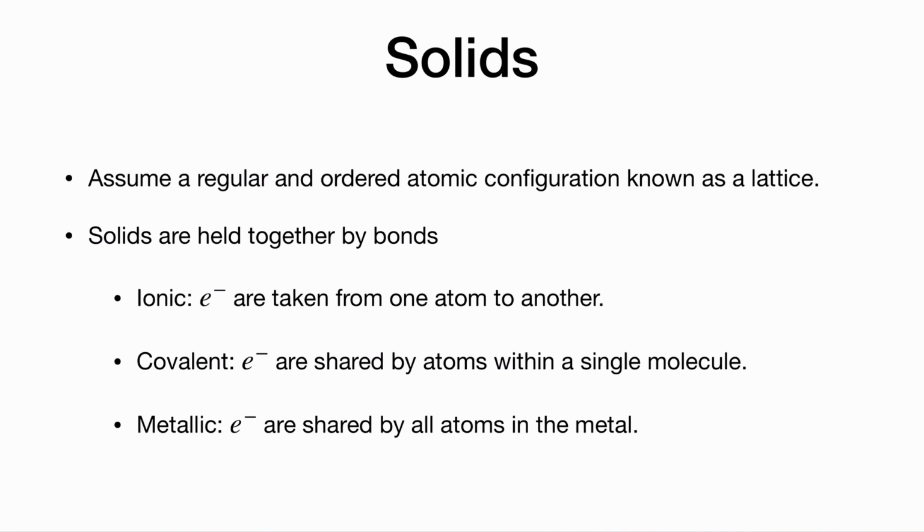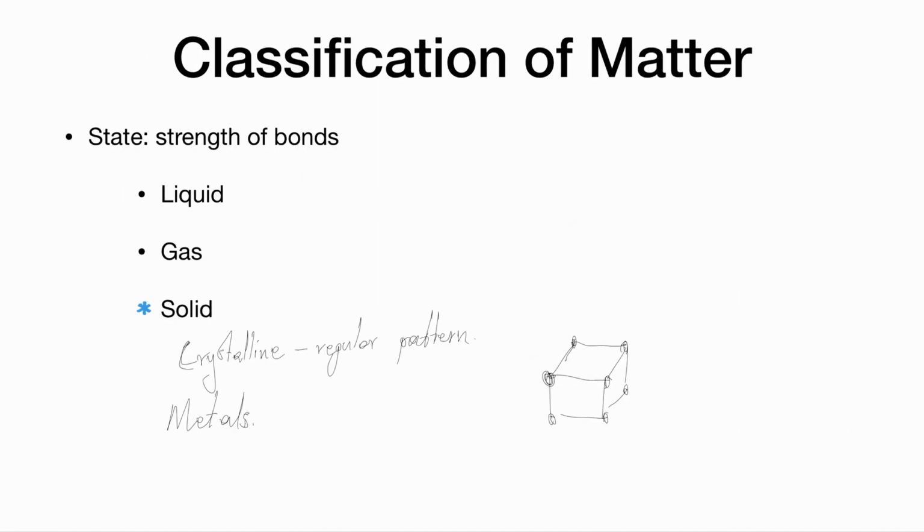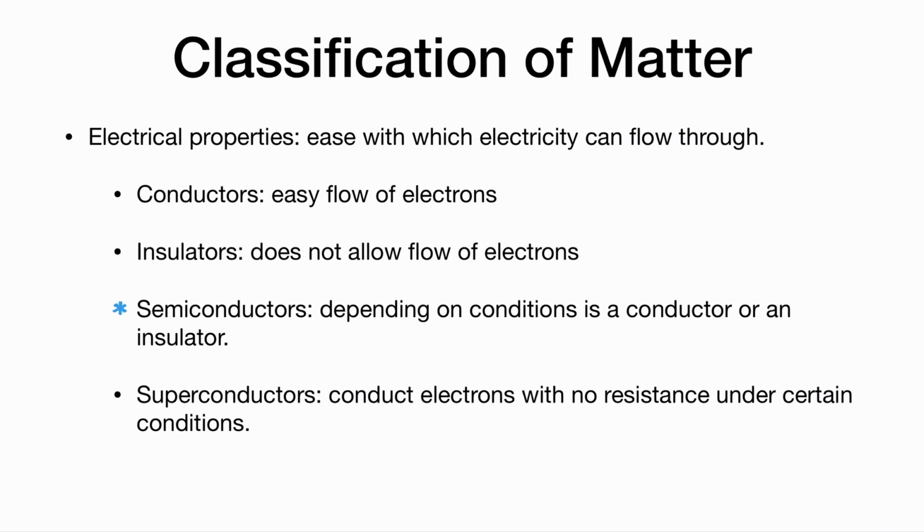Okay, so that's what we mean by solid state. Of course, we have to have strong bonds, and it has to have the appropriate electrical properties. Specifically, when the conditions are right, it needs to conduct electricity, but when the conditions are unfavorable, be an insulator.